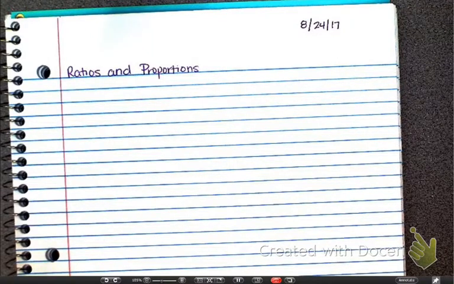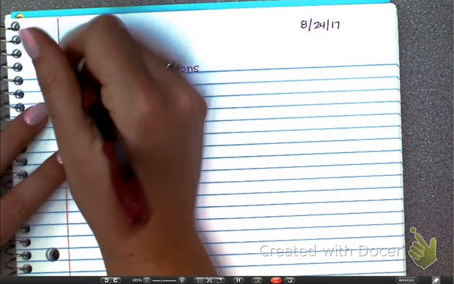Okay, ratios and proportions. Does anybody know what a ratio is? It is a fraction. It can be a fraction. Is there another way you can write ratios? Anyone know? Evan? One number and then a colon and then another number. Good. So let's do a quick definition.